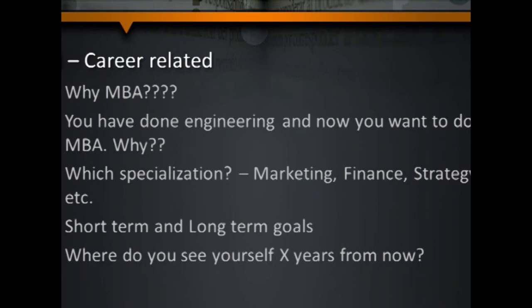Whatever you have done in terms of your graduation and projects, and then the work, if you have worked, what exactly are you thinking? Why do you think these things you have done in the past would help you to do an MBA, and how exactly are you connecting these dots and justifying that? The next question: you have done engineering, now you want to do MBA, so why is that? How can you justify this?